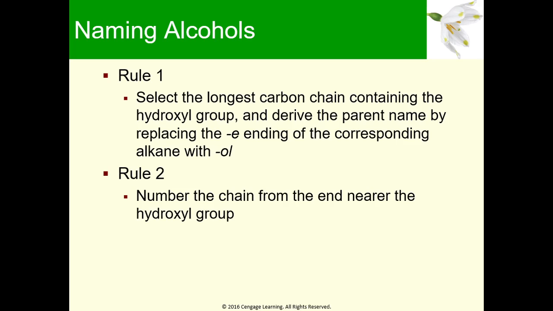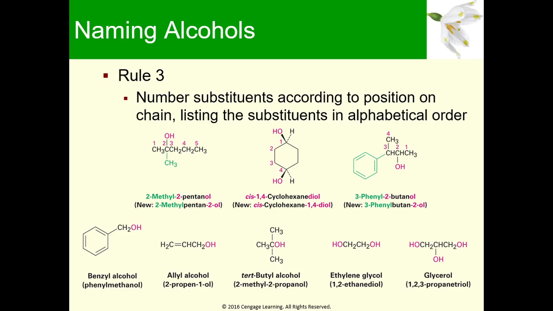Now, the rule number 2 is we number the chain from the end nearer to the hydroxyl group. So kung pag nakita niyo yung OH, saan yung end na mas malapit? Ano yung end na mas malapit yung OH? So doon tayo magsisimula mag-number. And number 3, we always number the substituents according to the position on the chain, and we list them alphabetically. So let's give some examples.